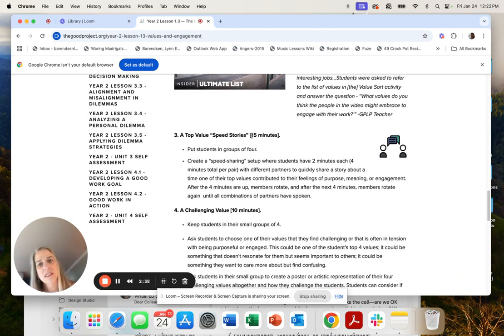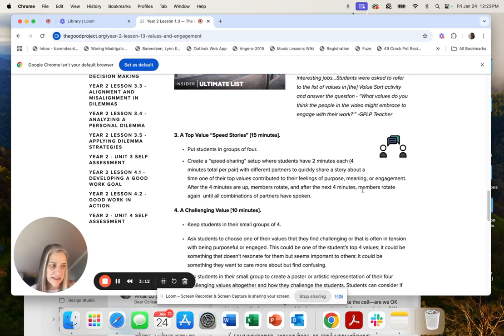Speed stories is the third activity here. It'll take 15 minutes. Hopefully, if you can't divide your students into groups of 4, feel free to tweak depending on the math of your particular classroom. But the speed sharing with 4 students is that they will have 2 minutes each. So if I'm working with another individual, it will take us a total of 4 minutes because we're each going to share a story about one time when one of your top values contributed to feelings of purpose or meaning or engagement.